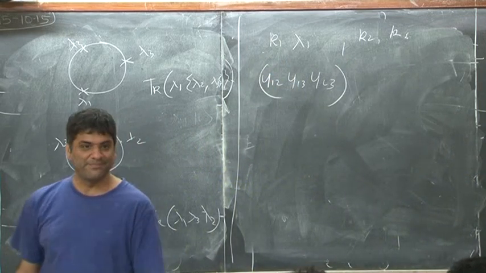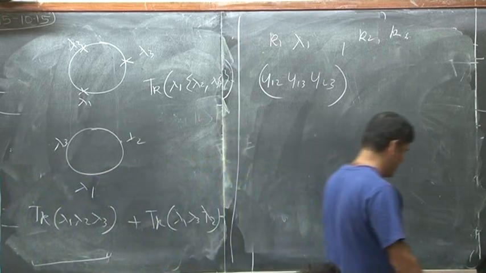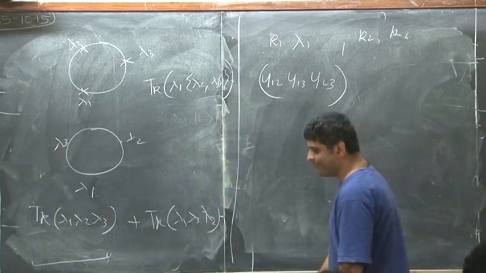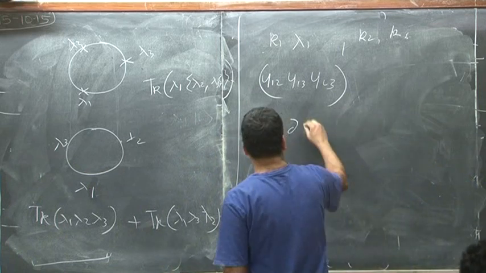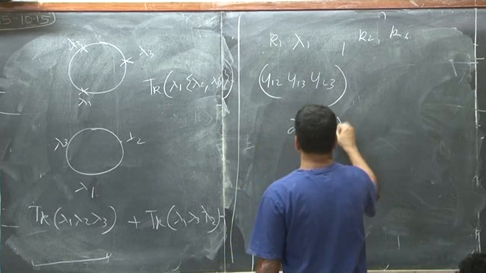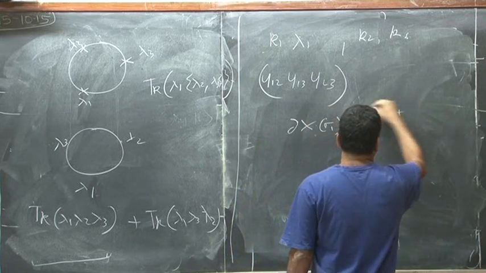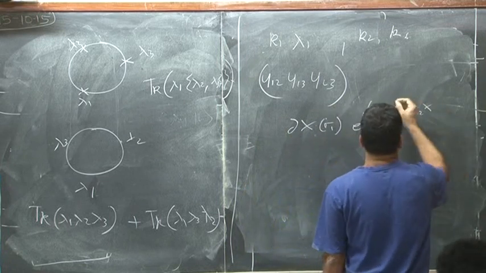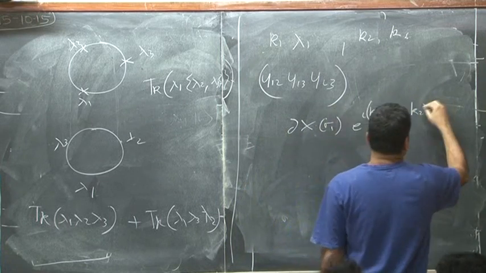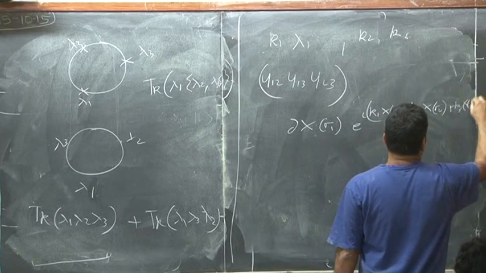Yeah, that's unchanged. What about from this stuff? Well, you've got del x at sigma 1 is i k1 x, and then e to the i k2 x of sigma 2 plus k3 x of sigma 3.